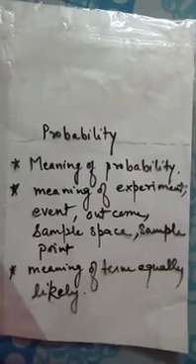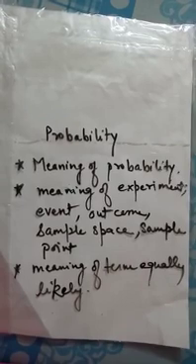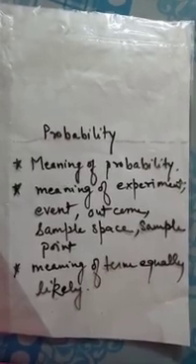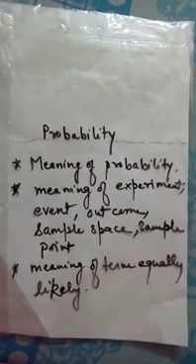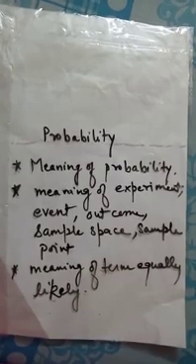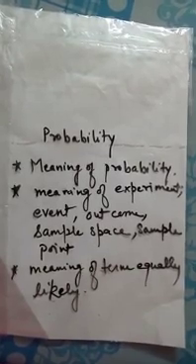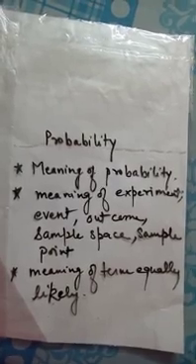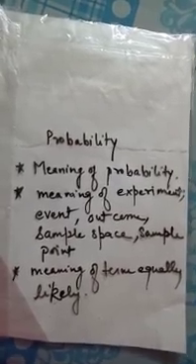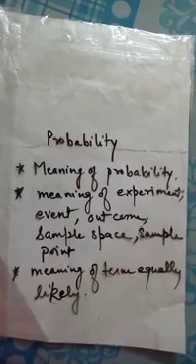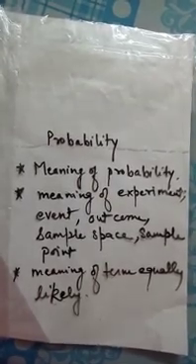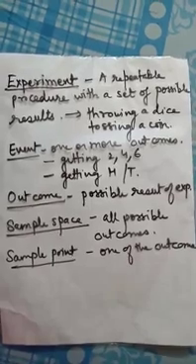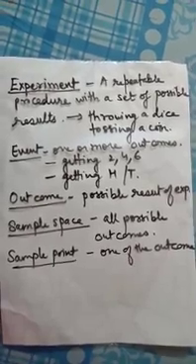In this video, we are going to discuss a new concept which is probability. We'll understand the meaning of probability, experiment, event, outcome, sample space and sample point, the meaning of the term equally likely, and most importantly, you will be able to calculate the probability of given events. Let us first try to understand the meanings of the words.